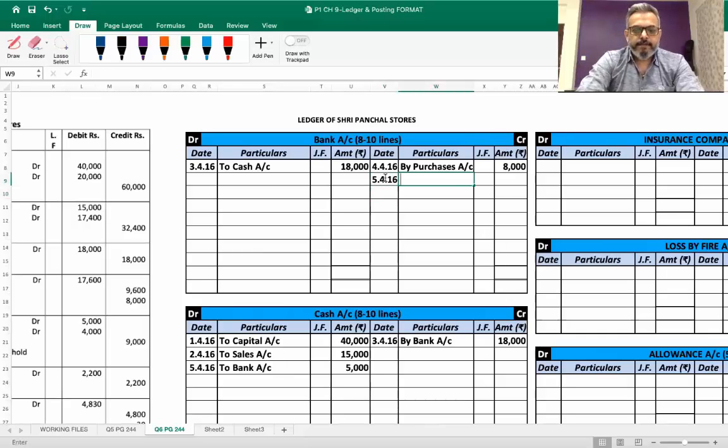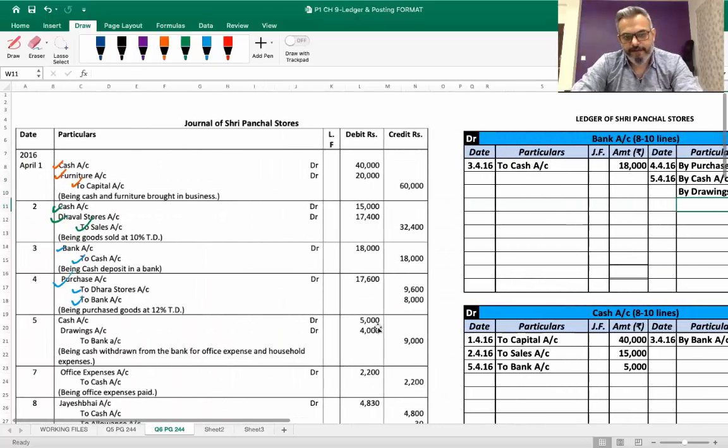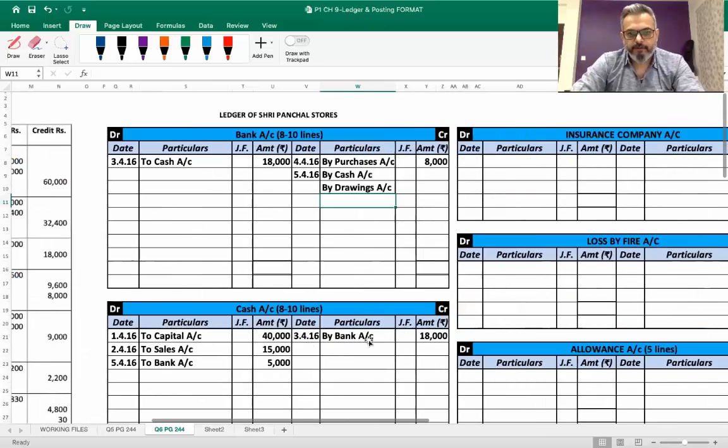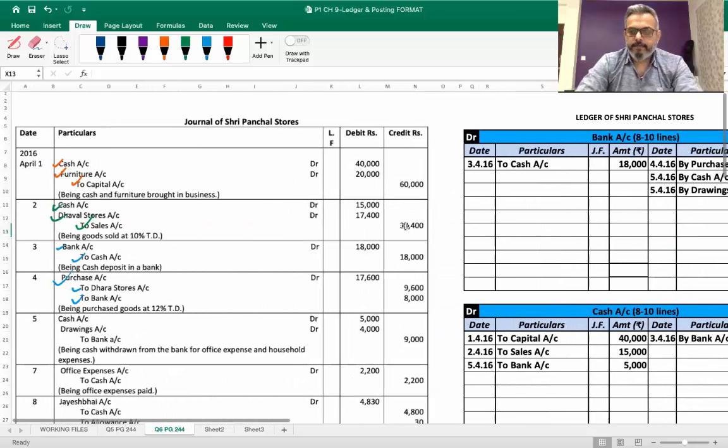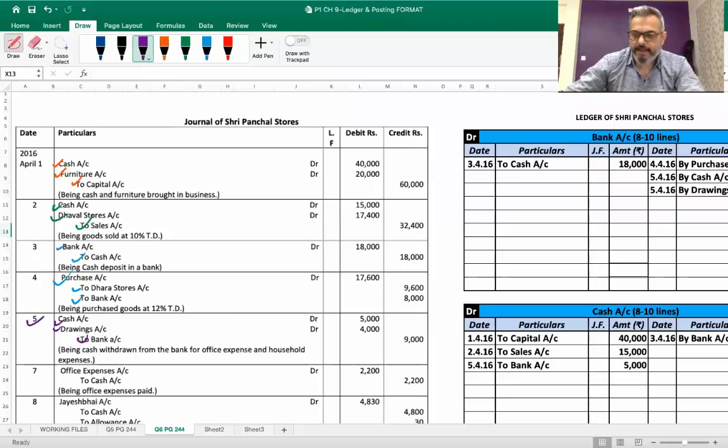5/4/2016 comprises of what? By cash account and by drawings account. So cash account how much? Cash account 5,000, drawings account 4,000. So cash account 5,000, drawings account 4,000. The fifth is also done, cash drawings bank.